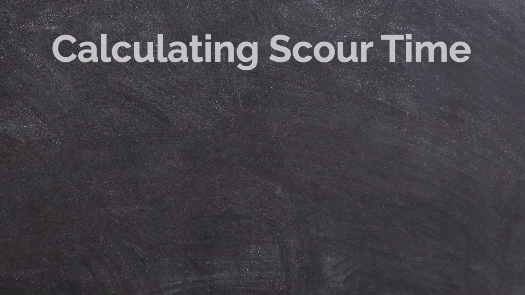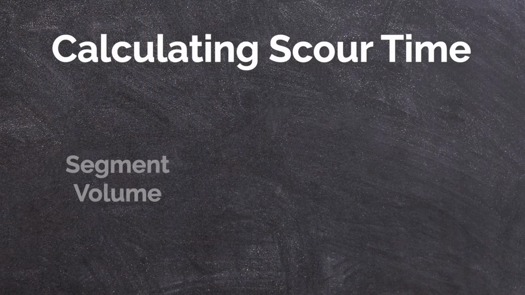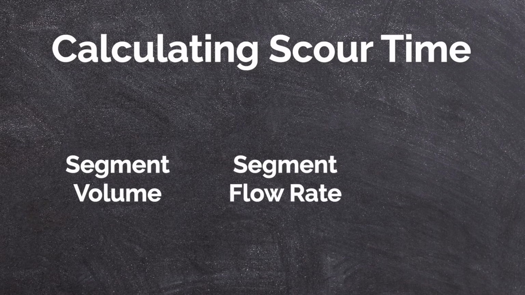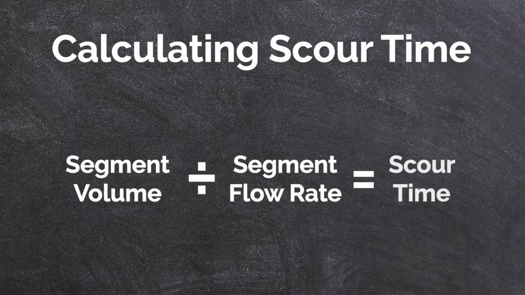Essentially, we need two numbers to calculate the scour time: the volume and the flow rate. Segment volume divided by segment flow rate gives us scouring time.